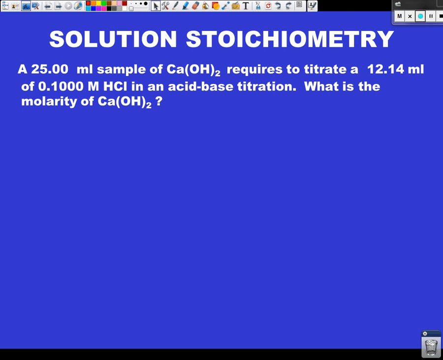This is AB. This is acid-base. Okay. What would you be solving for specifically? MB. Molarity of the base.